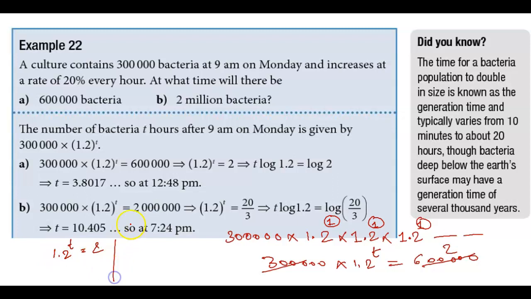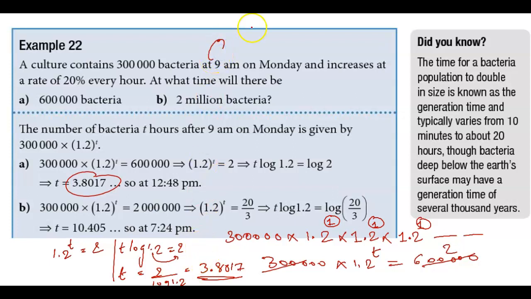Take log on both the sides. Okay, so T log of 1.2 equals log 2. Take it on the other side. T equals log 2 by log of 1.2. So using calculator, your answer would be 3.8017 hours, right? So initially it was 9 am. 9 am plus 3 hours again. 3.8 hours, right? Let us round it off to 3.8 hours.